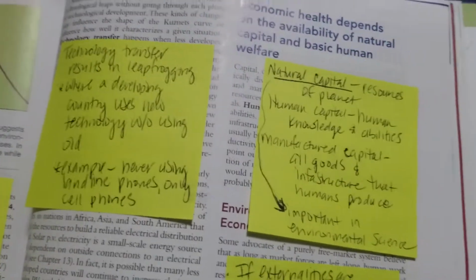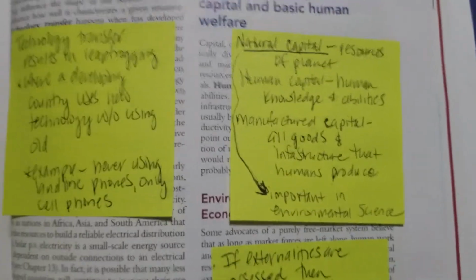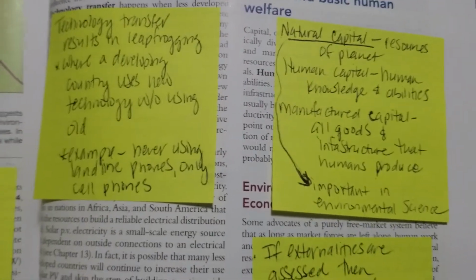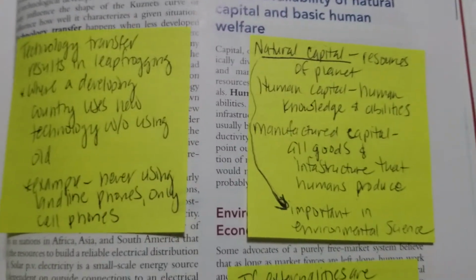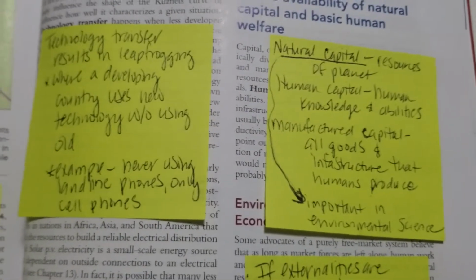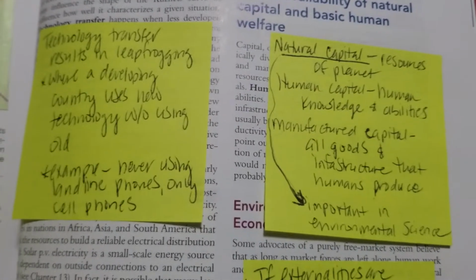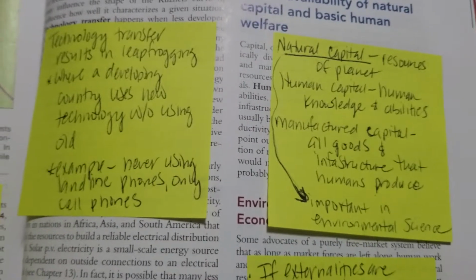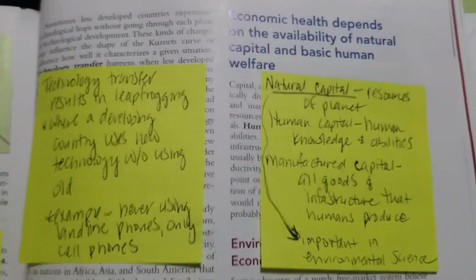All right, and then looking at the economic health, it depends on three things. So there's three forms of capital for countries. And so there's natural capital, so what is the resources of the planet or the area, the country? The human capital, so human knowledge, abilities, that would be the input or the benefit of the human portion of it. And then the manufactured capital is all the goods and infrastructure that's in place. And so in order to look at environmental science, we look at the natural capital, so the resources that are available to that area.